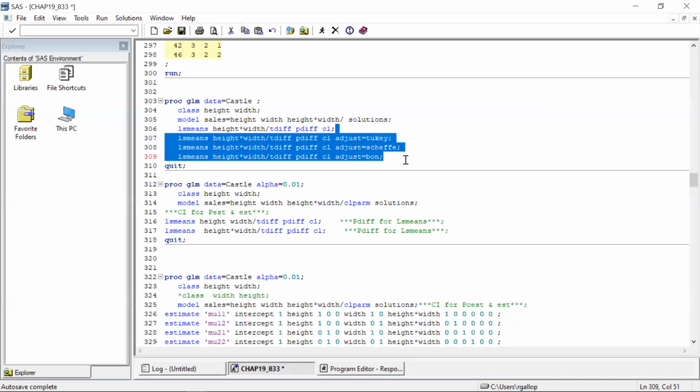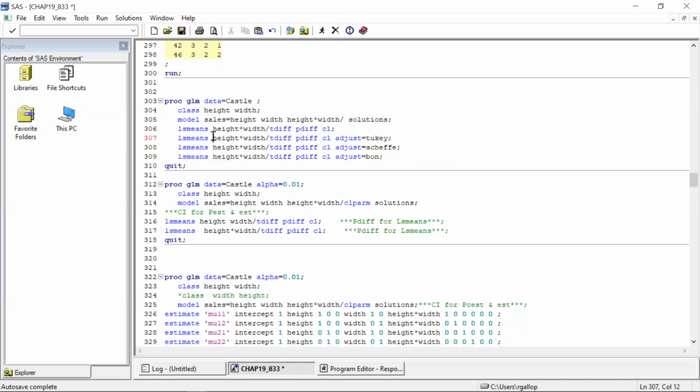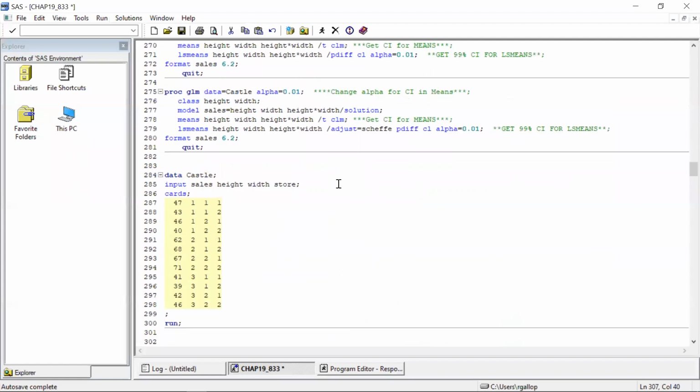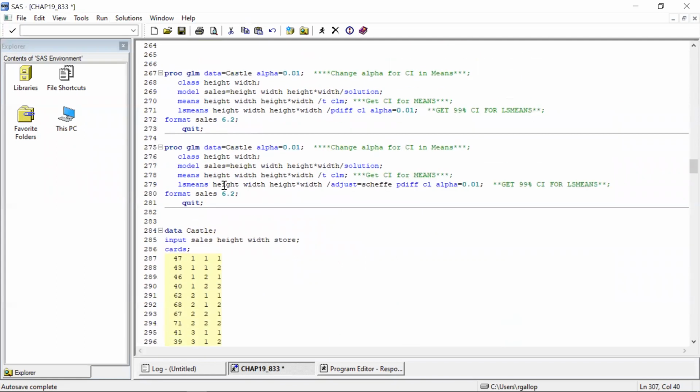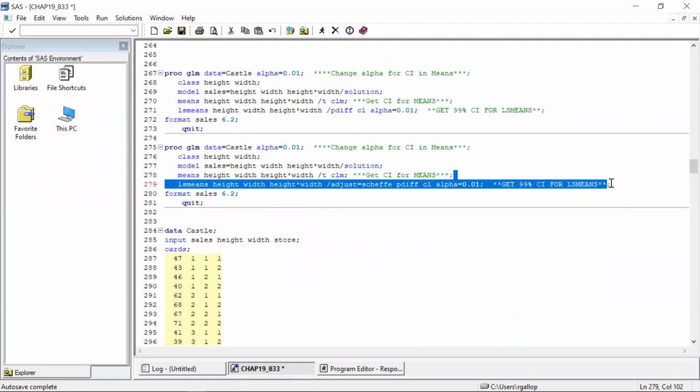And the big thing with these adjustment techniques is that for the pairwise comparisons that you're talking about, in this case the height by width, all the pairwise comparisons of those cells, the whole collection has an overall alpha of 0.05. So that's really the big thing of getting after that. In this case, in line 279, now we got the LS means for the main effect of height, width, and the interaction.